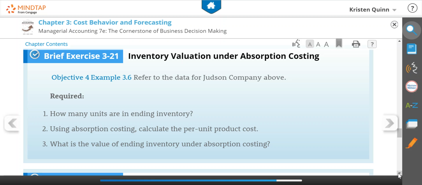because that's what we would see reflected in our financial statements. So in the first piece, they want us to figure out how many units are in ending inventory. They then want us to, using absorption costing, calculate the per unit product cost, and then what is the value of our ending inventory under absorption costing.